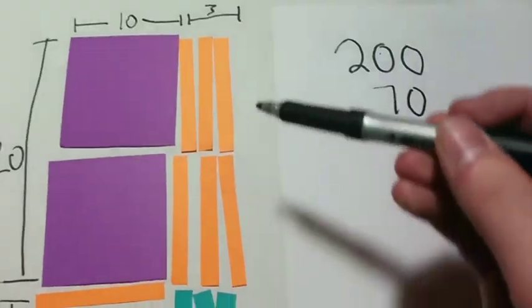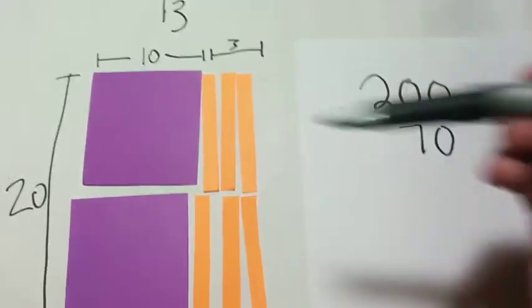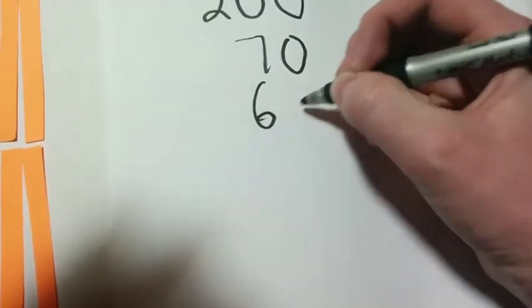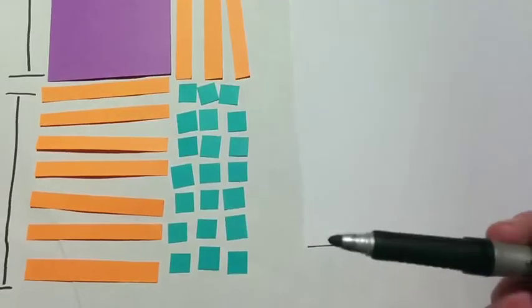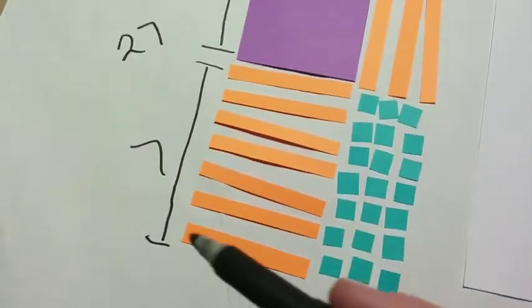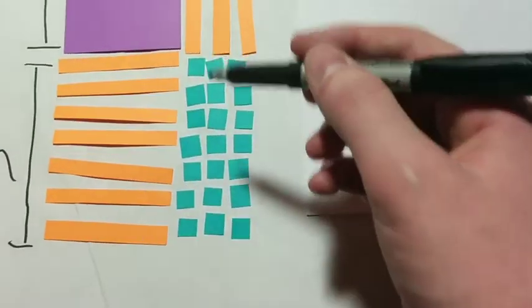My third area is 6 rods, but this is also 20 times 3, which is 60. This area, I don't want to count each unit individually. So I'll just look at 7 times 3 as being 21 units right here.